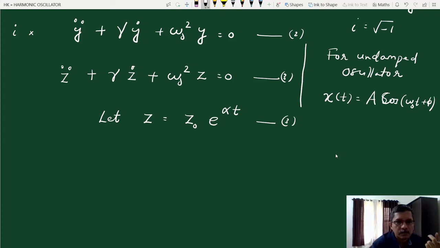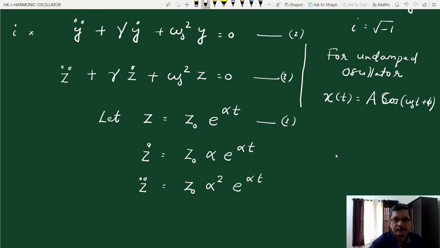In order to substitute this in equation 3, we should know what is z dot. When you differentiate this once, z0 and alpha are constants, that is, they are independent of t. So z0 e raised to alpha t, when you differentiate, what you get? Alpha times e raised to alpha t. Now what is z double dot? Again z0 is constant, alpha is constant. You have to differentiate e raised to alpha t once again, and you get again alpha e raised to alpha t. So we get alpha square here times e raised to alpha t.